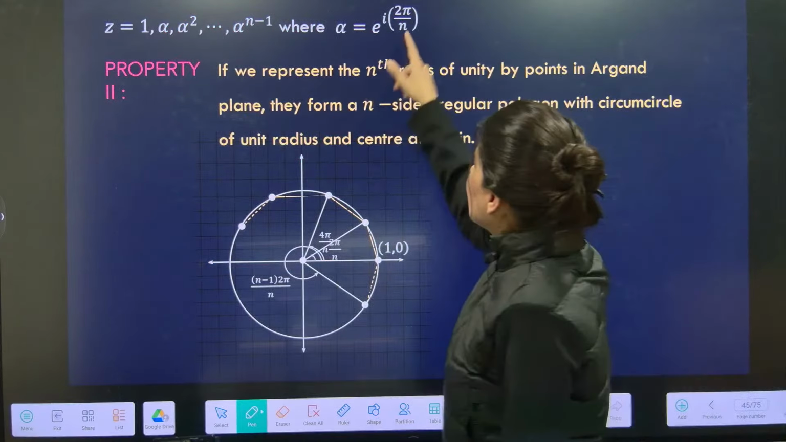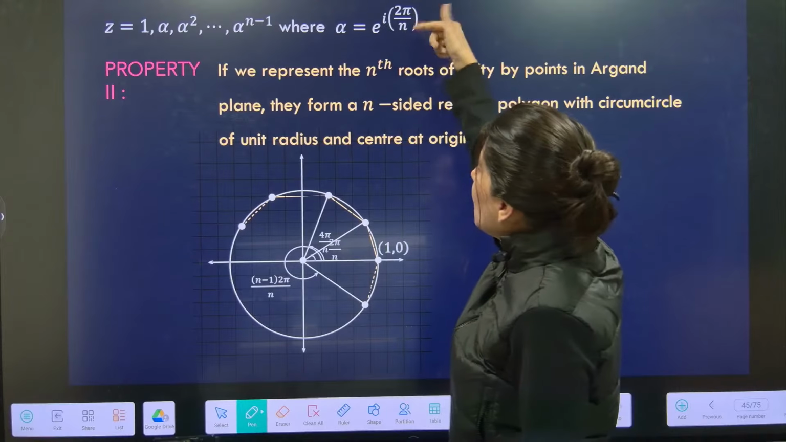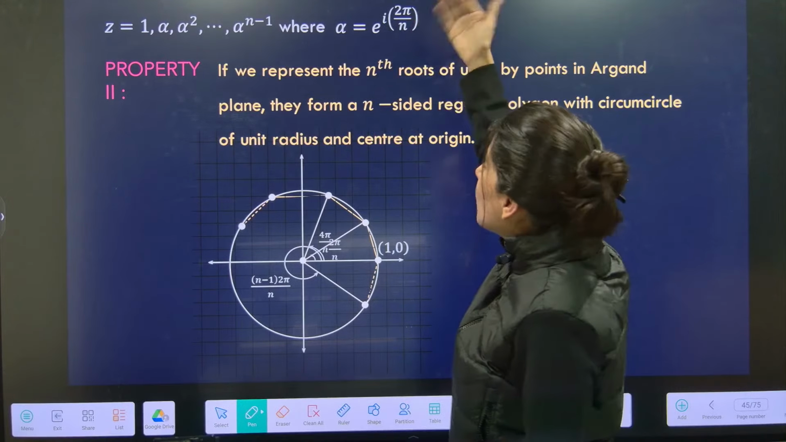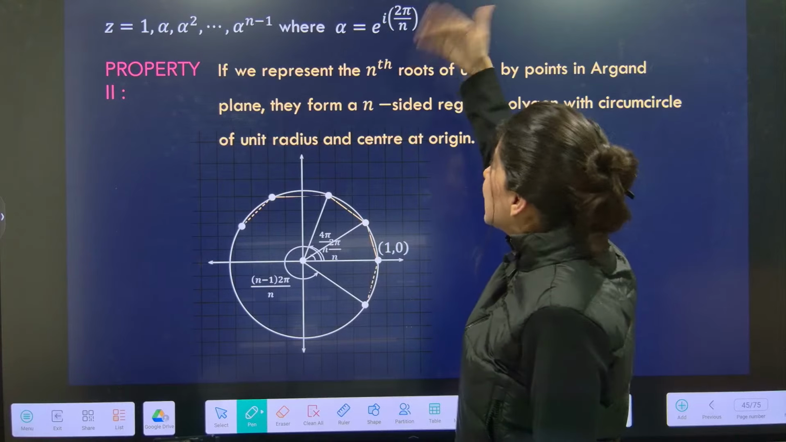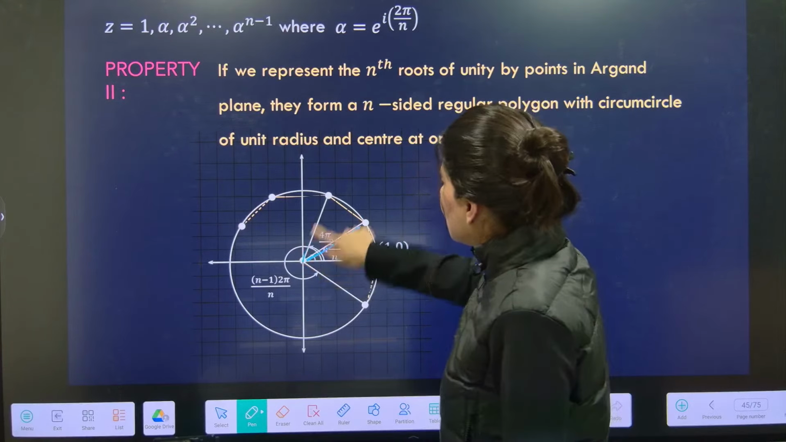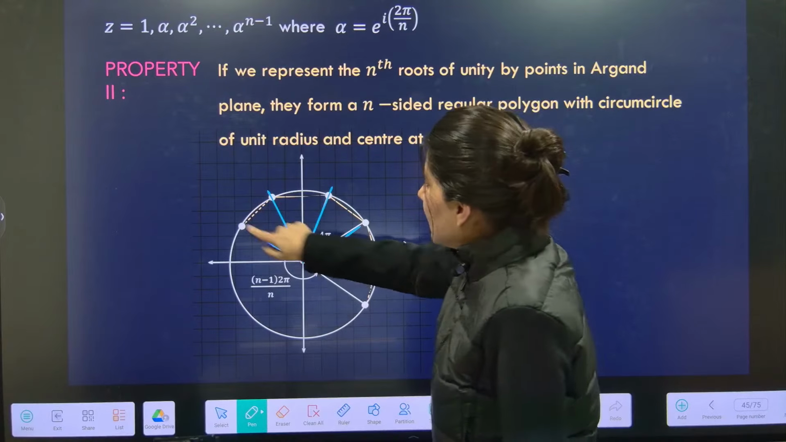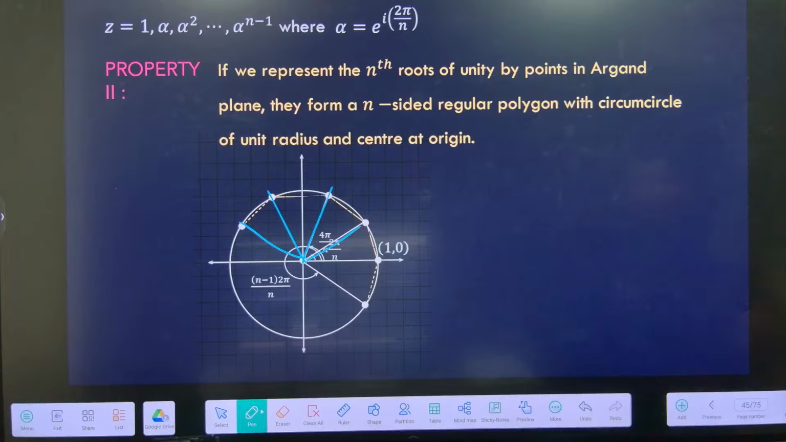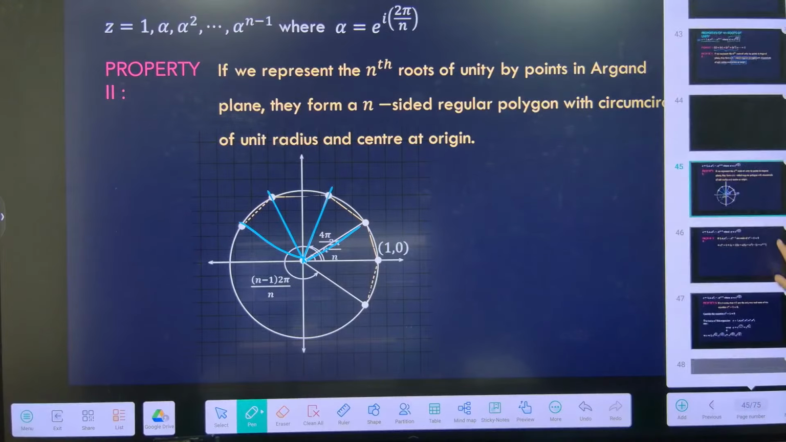You have to keep on upgrading n. So 2π by n, then 4π by n, then 6π by n, then 8π by n, like that. Yes, that's how it is going to be.